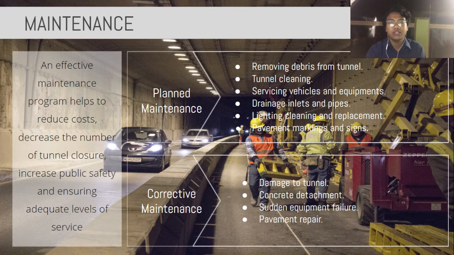Next point is sudden equipment failure. Equipment failure can be difficult to predict, particularly when electronic components are involved. Appropriate contingency plans should be ready for implementation to restore service as quickly as possible. The next point is pavement repair. Sealing cracks and patching potholes are part of roadway maintenance.